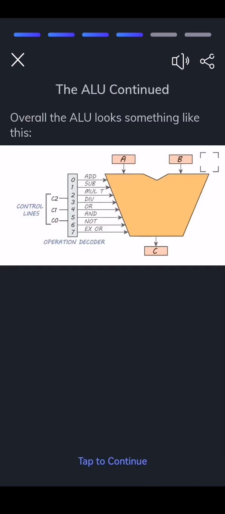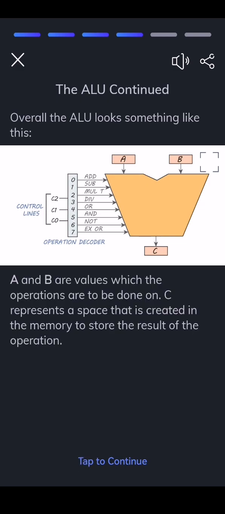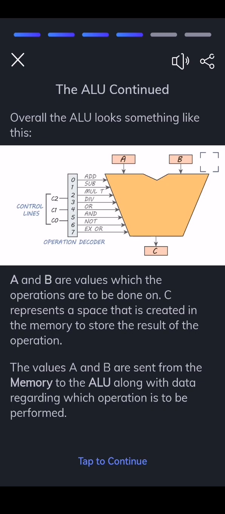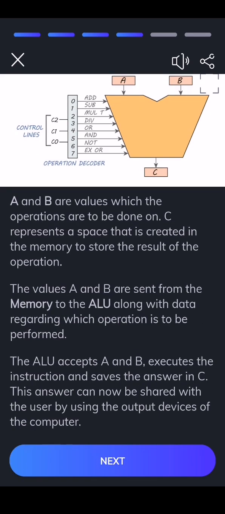Overall, the ALU looks something like this. A and B are values which the operations are to be done on. C represents a space that is created in the memory to store the result of the operation. The values A and B are sent from the memory to the ALU along with data regarding which operation is to be performed. The ALU accepts A and B, executes the instruction and saves the answer in C. This answer can now be shared with the user by using the output devices of the computer.